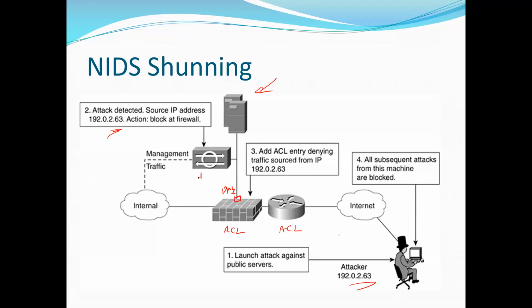It's detected by, this is the IDS, by the way. So it's detected by the IDS, which communicates. The IDS then will communicate with the firewall, right? By sending another packet. They have some kind of authentication protocol. And add an ACL entry denying traffic from that IP. And then in step 4, all subsequent attacks from that IP will be dropped. Those packets will be dropped by the firewall itself. So that is what is called NIDS shunning, okay?